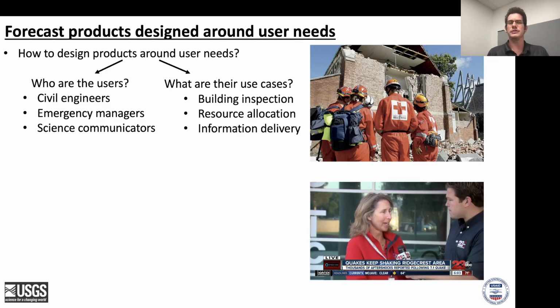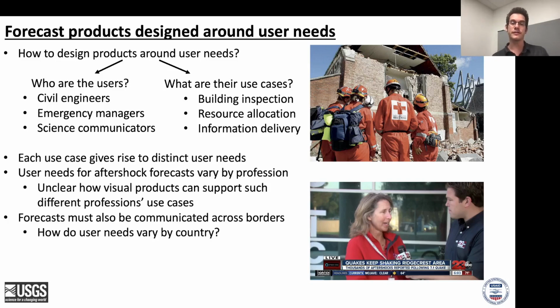And so who are these users and what are they using aftershock forecasts for? This is a really small list, but we know from focus groups in New Zealand that civil engineers used aftershock forecasts before going in to inspect damaged buildings. Emergency managers use them to allocate resources across the affected area, and science communicators delivered information to wide audiences based on the aftershock forecast. So each of these different use cases gives rise to distinct user needs, ways in which the forecast should be packaged and provided.